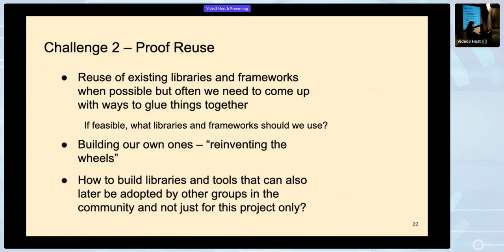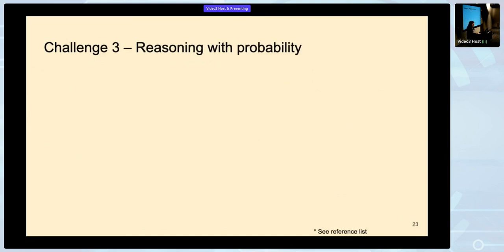Then we'd like to ask how to build libraries and tools that can later be adopted by other groups in the community and not just specific to this project.